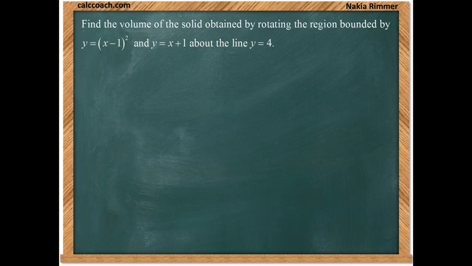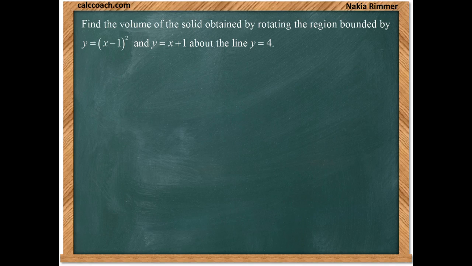Find the volume of the solid obtained by rotating the region bounded by y equals the quantity x minus 1 squared and y equals x plus 1. And this region will be rotated about the line y equals 4.